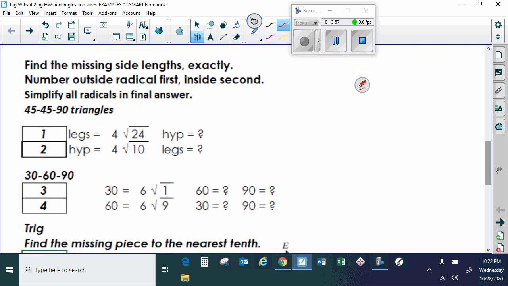Find the missing side lengths exactly. The keyword exactly means leave radicals in your answer if there is one. Don't worry about this number outside the radical first, inside second. That's for clickers. We no longer have clickers, so I can't do that. You're just going to do it by hand on your paper there, and simplify all radicals in the final answer.